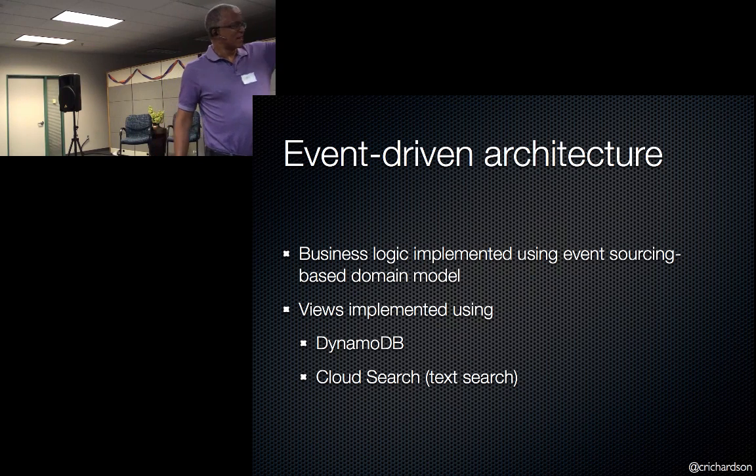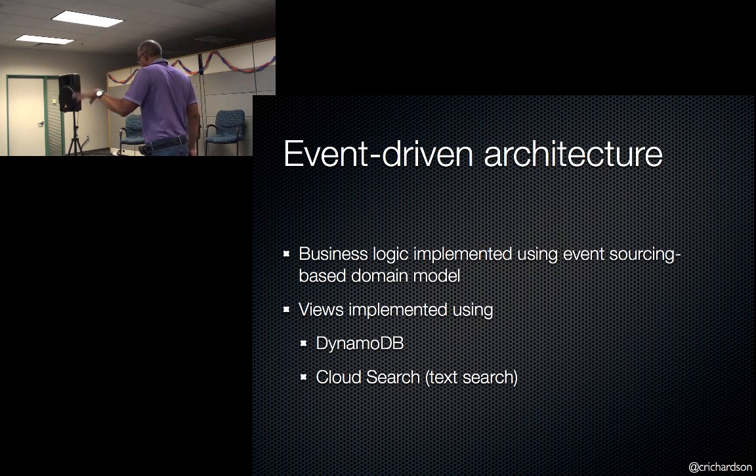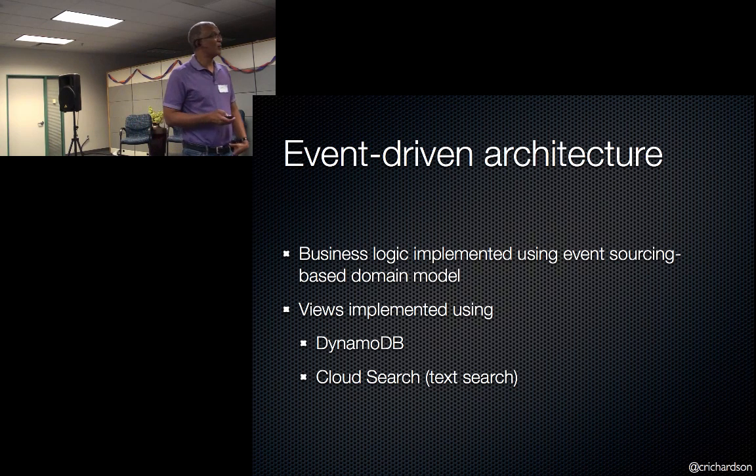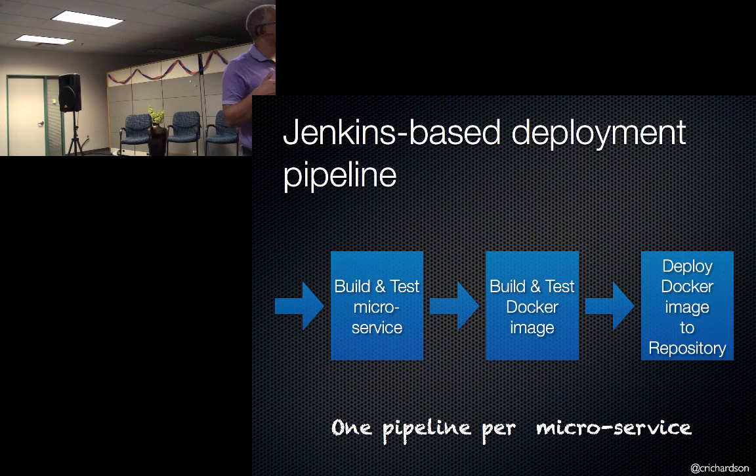And as I mentioned, I have an event-driven architecture using event sourcing, and some of the denormalized read-time views are using DynamoDB. Actually, the event store is sitting on top of DynamoDB. Some of the views use DynamoDB, but I'm also processing the event stream and updating CloudSearch, the AWS text search mechanism. So that kind of works. And then I have a Jenkins-based deployment pipeline, one per microservice, that ultimately spits out a tested Docker image at the end of it.